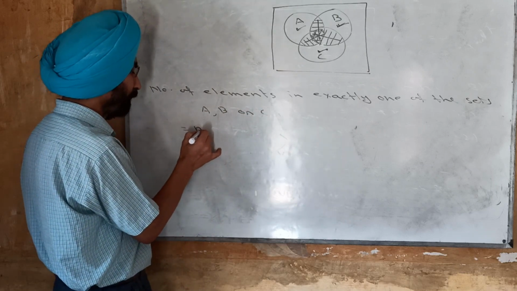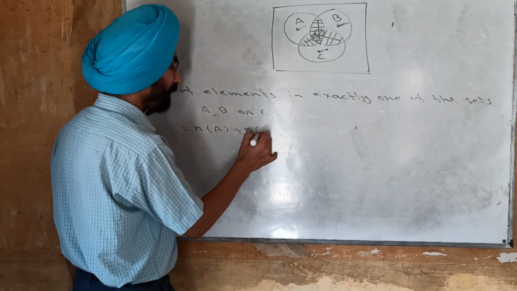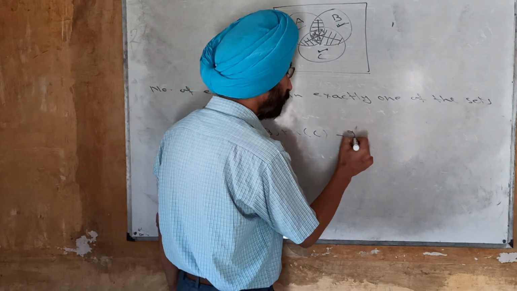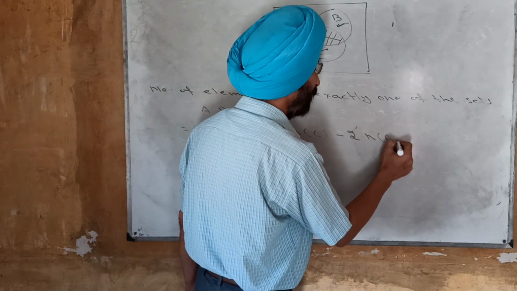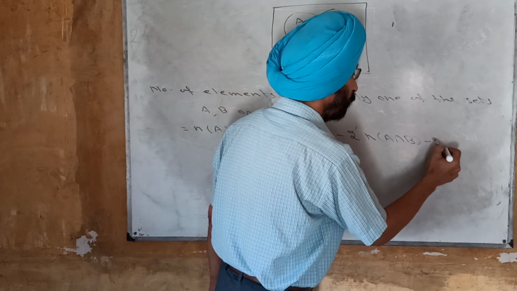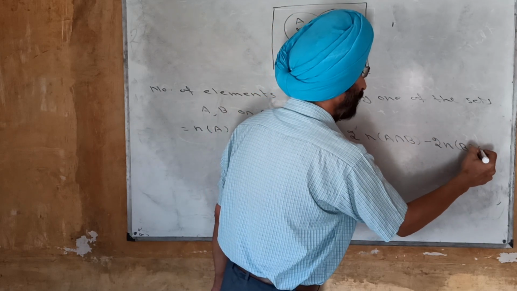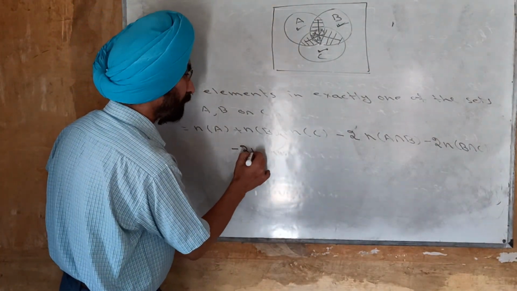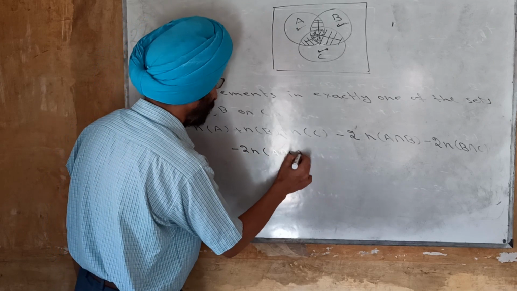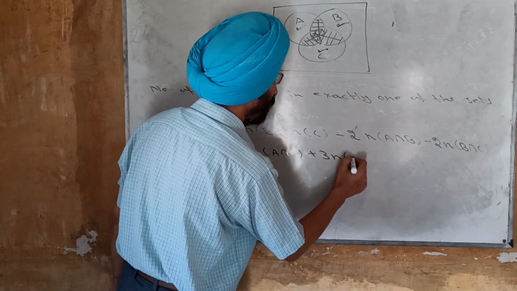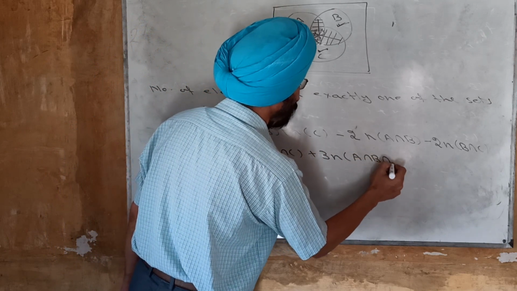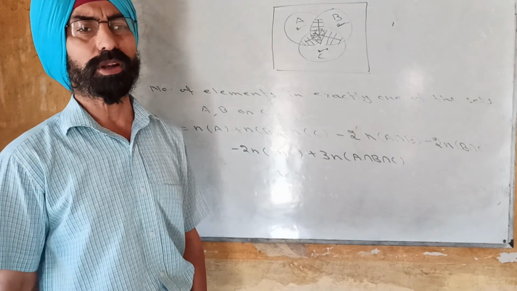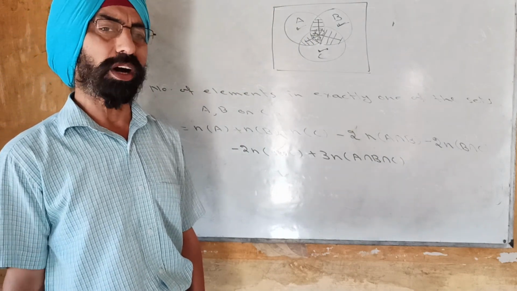The formula will be number of elements in A plus number of elements in B plus number of elements in C minus 2 times number of elements in A intersection B minus 2 times number of elements in B intersection C minus 2 times number of elements in A intersection C plus 3 times number of elements in A intersection B intersection C. This is the formula if we are asked to find the number of elements in exactly one of the sets.